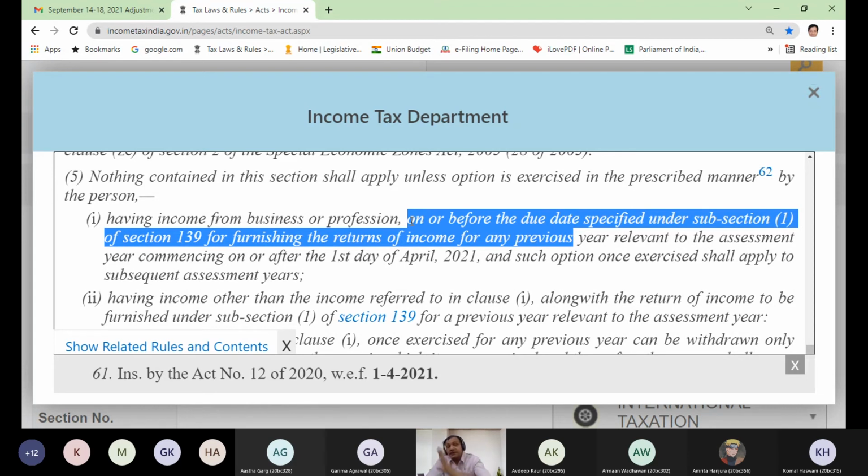And once you exercise, if your income includes PGBP, then once the option is exercised, it will remain with you. I hope the point is clear. Please raise your hand if this point is clear.